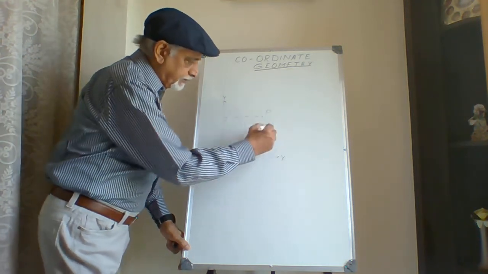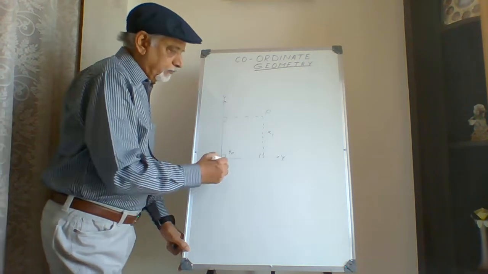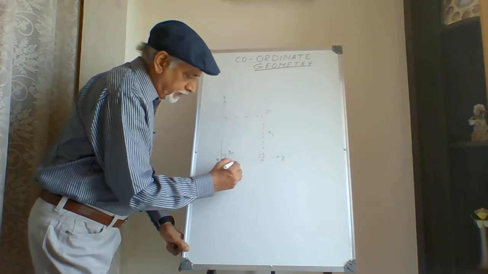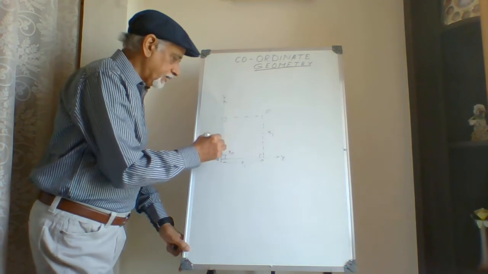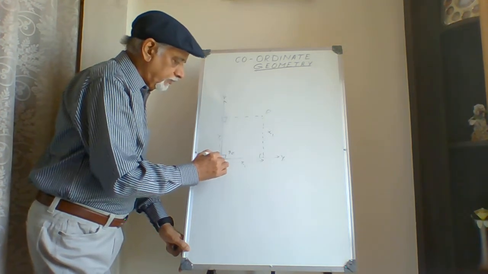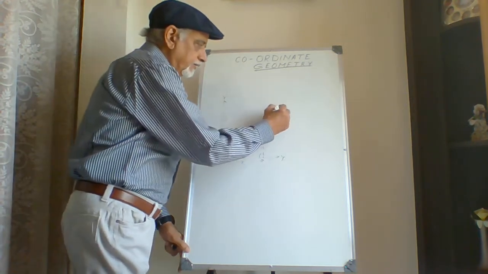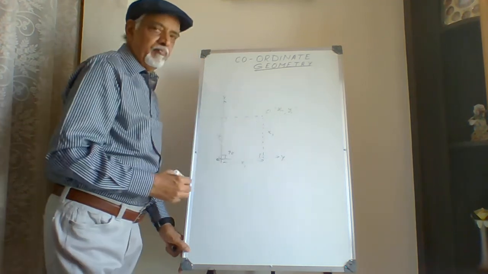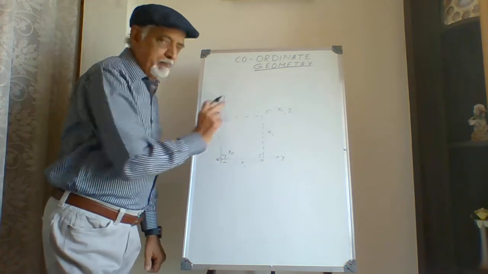Now I measure this distance. Suppose this distance is x1, because it is in the x direction. From here to here, this measurement is called x1, and from here to here, this measurement is called y1. So now I can define this point as a coordinate of x1 comma y1, as there are two values without which point P cannot be reached.